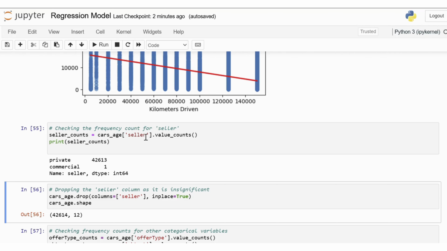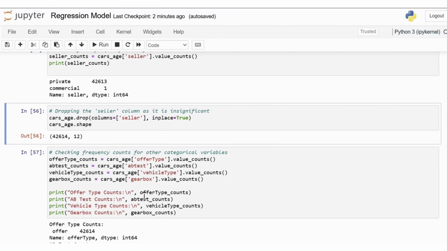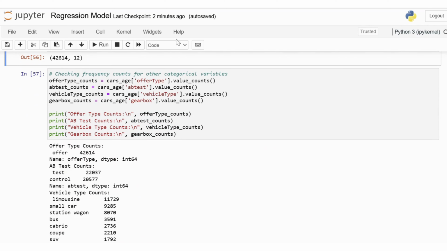When we check the seller variable, we see the count of private seller is 42613 and the count of commercial seller is just 1. Since this category is too sparse, it doesn't provide meaningful information for our analysis. Therefore, we will drop this variable due to its insignificance. Let us move on to analyzing other categorical variables.